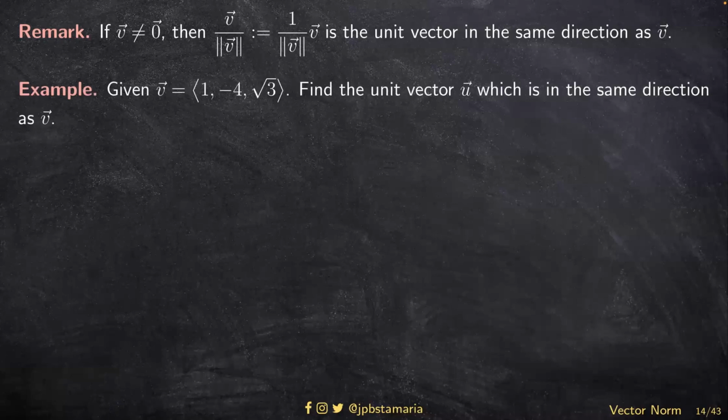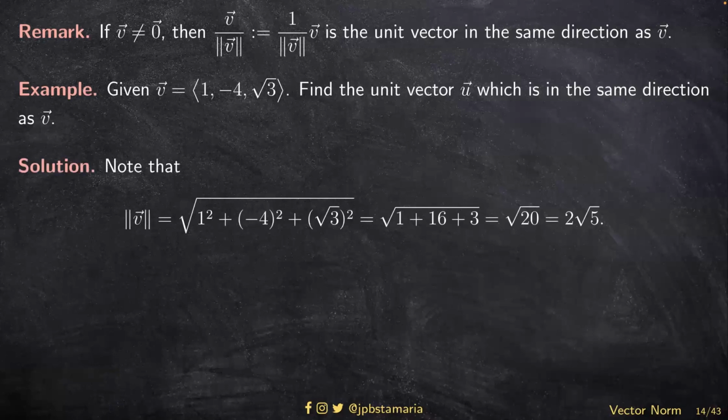So for example, you're given the vector v with components 1, negative 4, the square root of 3. Let's find the unit vector u which is in the same direction as v. O yan, kunwari ganun ang tanong. Anong gagawin nyo? Kailangan yung malaman yung magnitude ng v by taking the norm. So this is me taking the norm of v. Square root of 1 squared plus negative 4 squared plus the square root of 3 squared. You get square root of 1 plus 16 plus 3. I think that's the square root of 20 or 2 square root of 5.